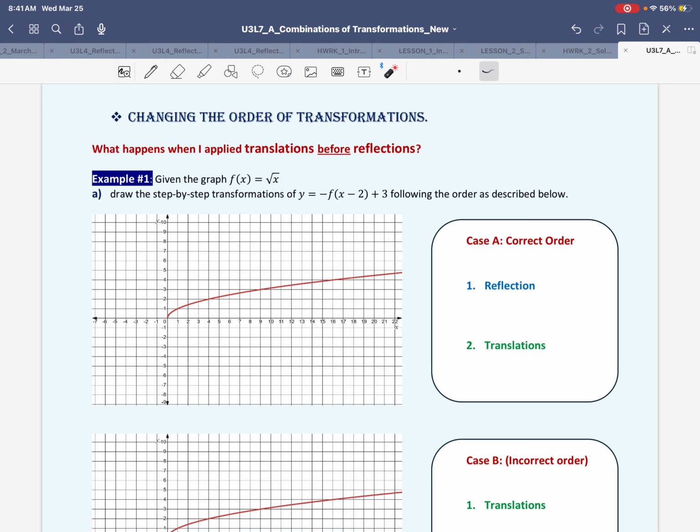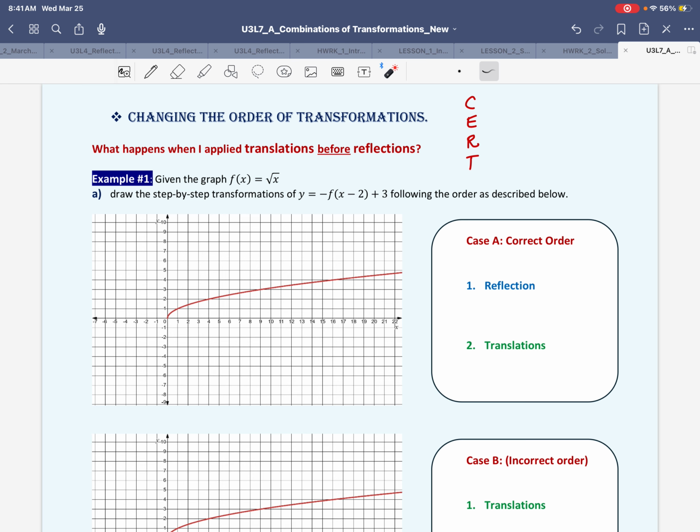Hi everyone, in this video we'll discuss one of the most controversial examples or cases in applications of transformations of functions. So recall that whenever we transform functions we have to follow a specific order which we call SORT, which means that compressions and expansions will be applied first, and then reflections, and then lastly the translations.